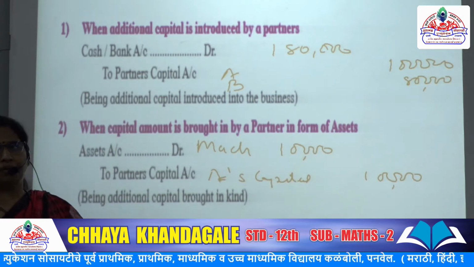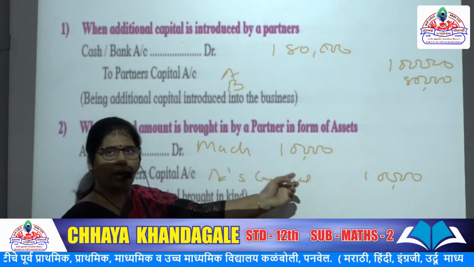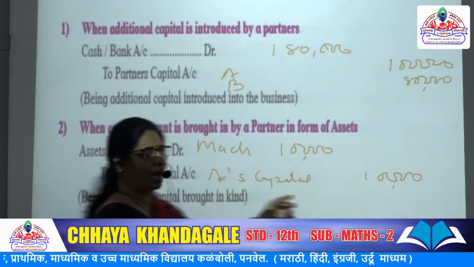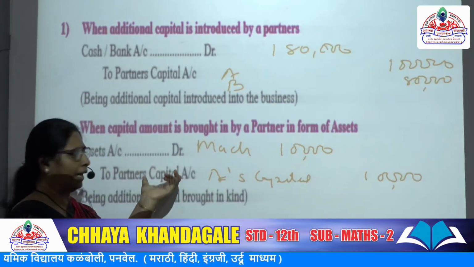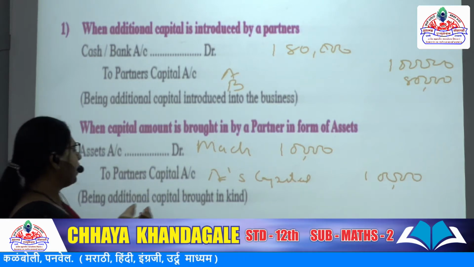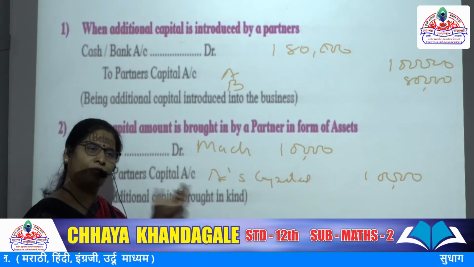This will be the entry. Machinery account debit 10,000 to A's capital 10,000. This is the asset brought in by A, being additional capital brought in the form of an asset.